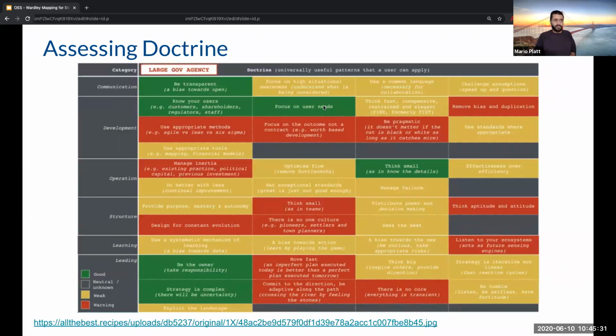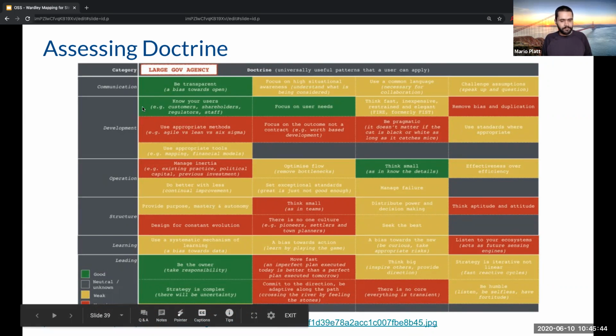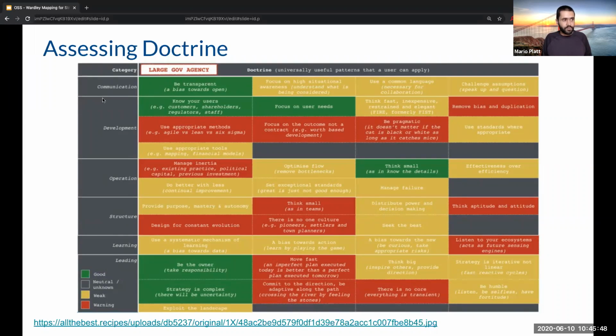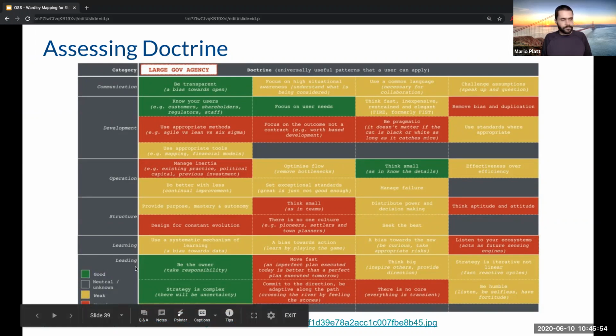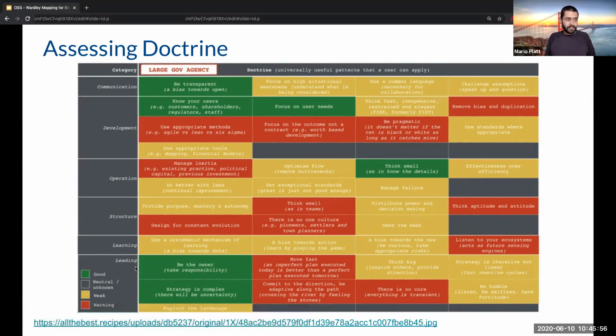So this is the overall list of doctrine, right? This is an example that Simon Wardley uses a lot, from some work he did with a government agency. In that, these are the 5 different themes within doctrine, which are categories: communication, development, operation, structure, learning, and leading. Yeah, and this is basically what the whole of doctrine looks like.